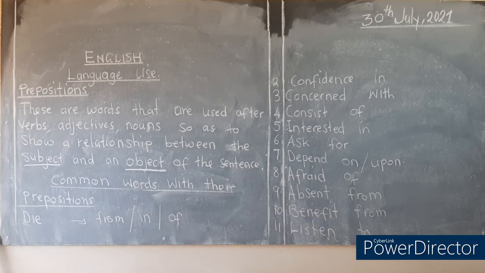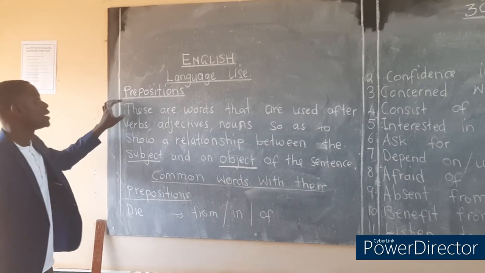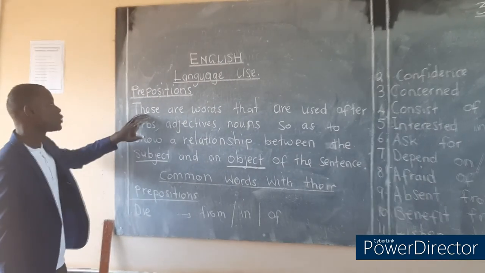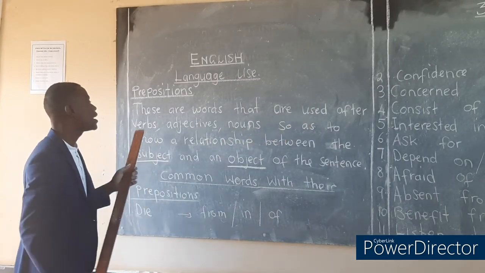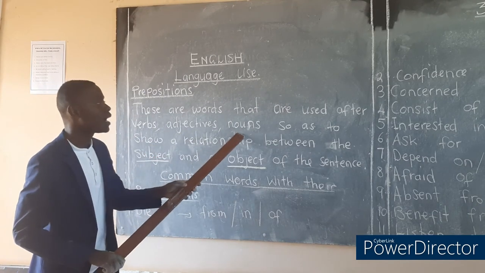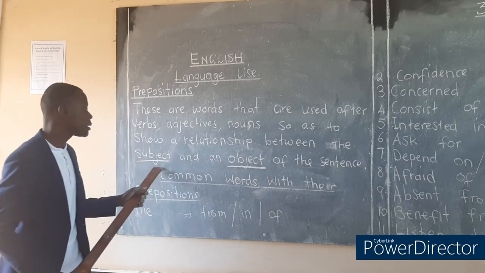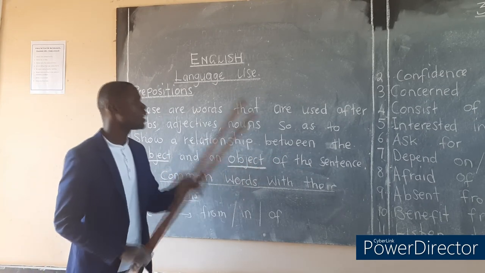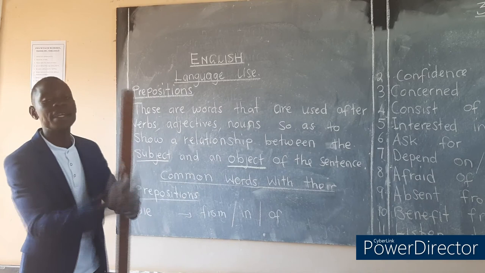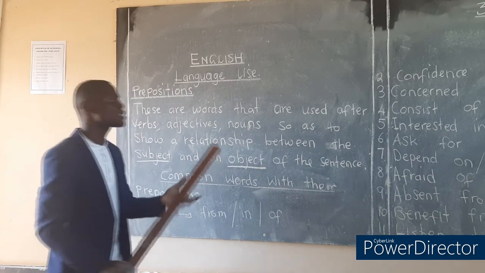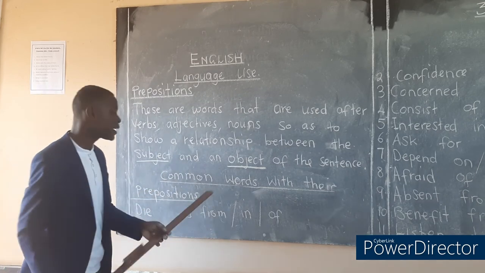So we'll go through and look at what we are looking at today. So we are looking at prepositions. We first define what prepositions are. So we say prepositions are words that are used after verbs, adjectives, nouns, so as to show a relationship between the subject and an object of the sentence. So next time as we meet for this same lesson, we'll look at identifying the subject and also something else to do with prepositions. Then we also looked at common words with their prepositions.